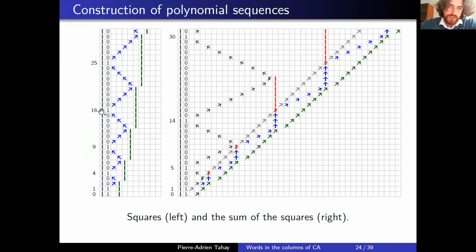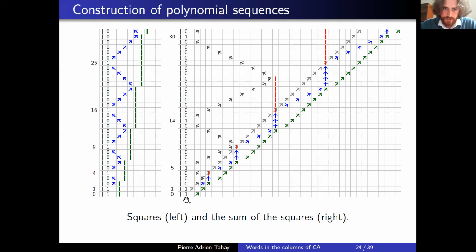For example, on the left, you have the construction for the squares. The rule to define the signal is: when a signal of slope 1 hits a vertical signal, we define a new signal of slope minus 1, and we translate the vertical signal by one cell to the right. And you continue, and you can see that this cellular automaton defines the squares in column zero.